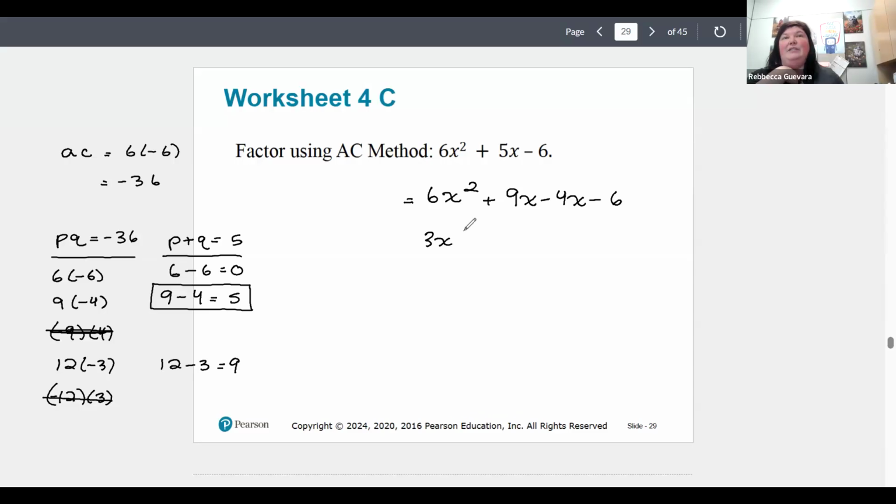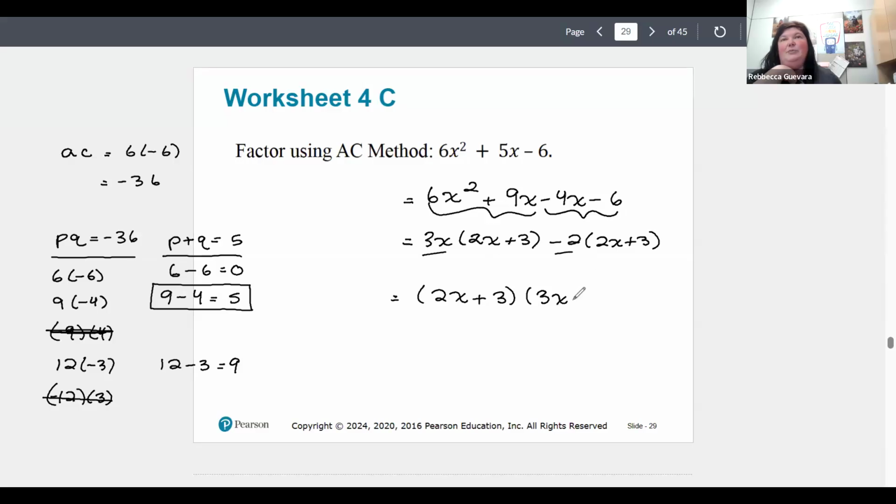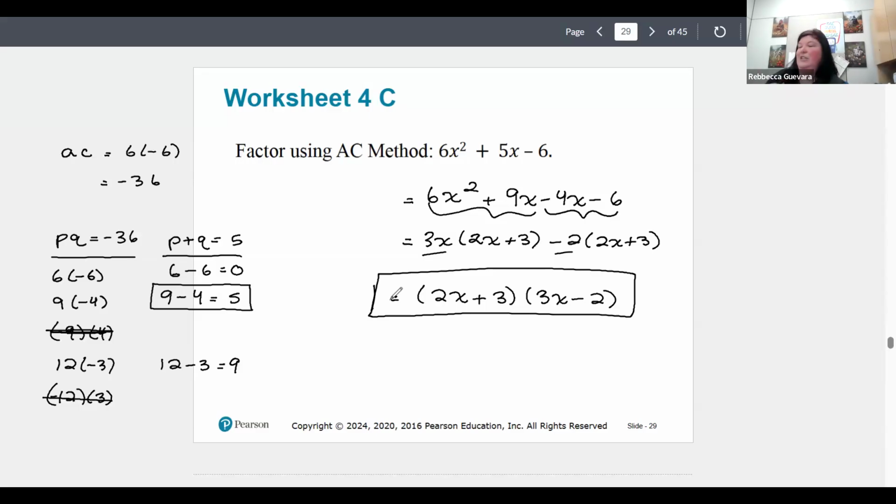I can pull out a 3x from 6x squared and 9x, leaving me with 2x plus 3. I can pull out a negative 2 from negative 4x and negative 6, leaving me with a positive 2x plus 3. So I can pull out my 2x plus 3. Oh, yeah, sorry, I got the wrong number and I wrote that. 2x plus 3. And then we're left with the 3x minus 2. And like I said, you should be checking these as we go along. I'm just cutting out some time for us.